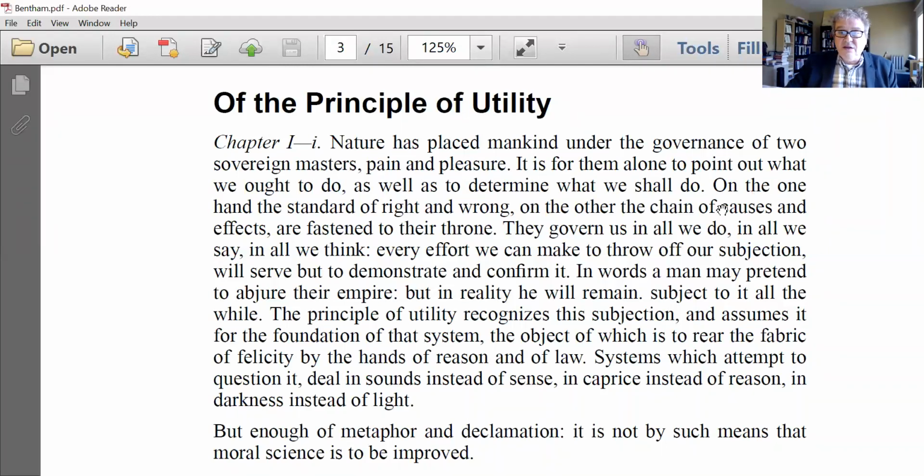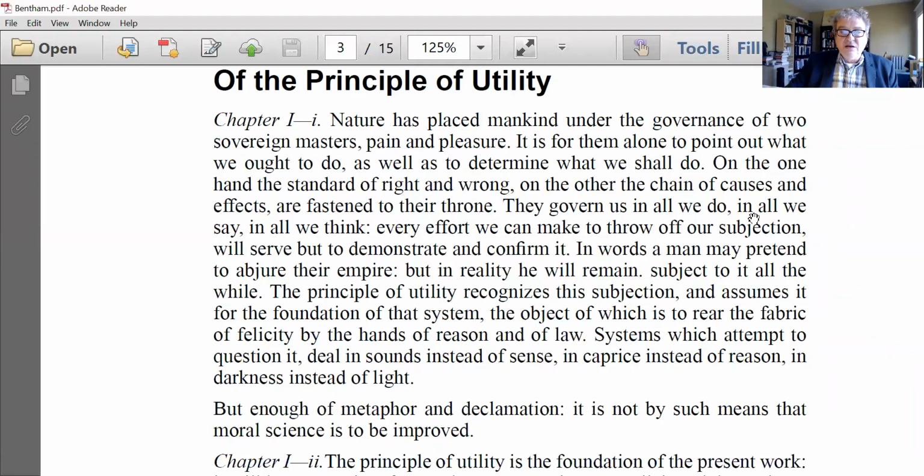On the one hand, the standard of right and wrong, on the other, the chain of causes and effects are fastened to their throne. Now he's being a little metaphorical here. He's saying the throne of dictating what humans do is occupied by pain and pleasure. So pain and pleasure are dictating everything that we do. And so it should also dictate our standard of right and wrong. They govern us in all we do, in all we say and all we think. Every effort we can make to throw off their subjection will serve but to demonstrate and confirm it.